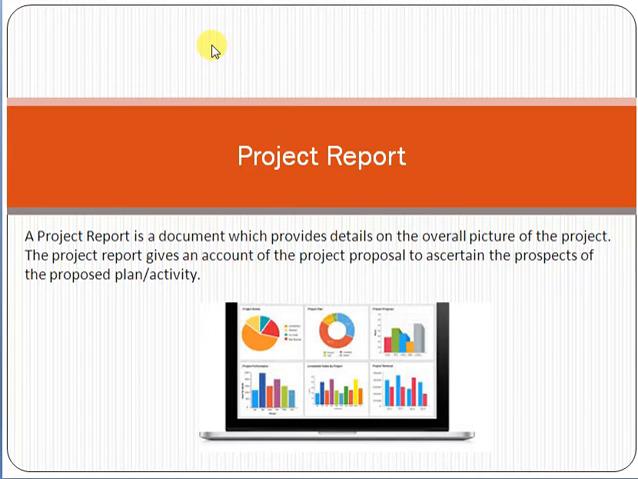Now friend, if you understand the concept of a project, we can talk about the project report. Friend, a project report is a document which provides details on the overall picture of the project. The project report gives an account of the project proposal to ascertain the prospects of the proposed plan or activity. What does that mean, friend? This was just a definition. See, try to understand from here.